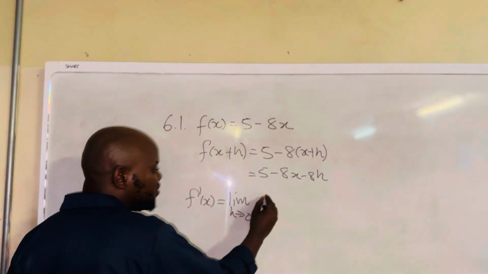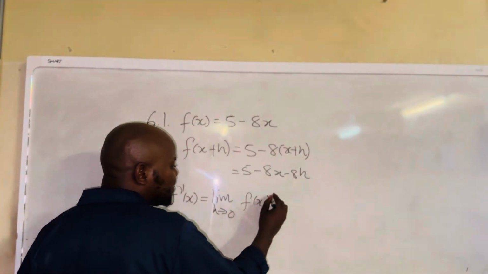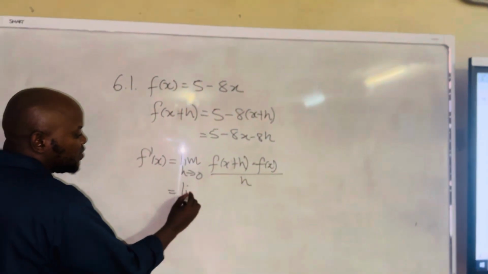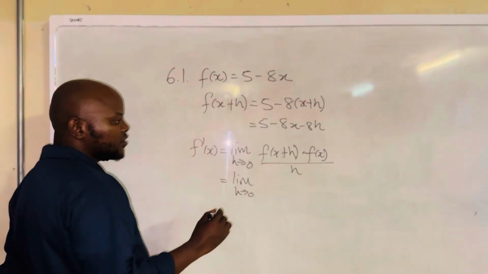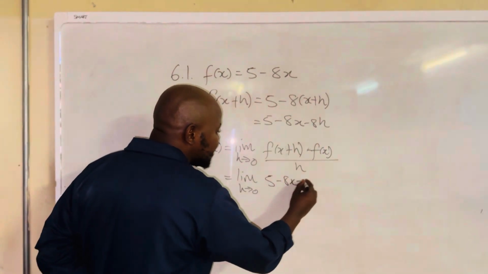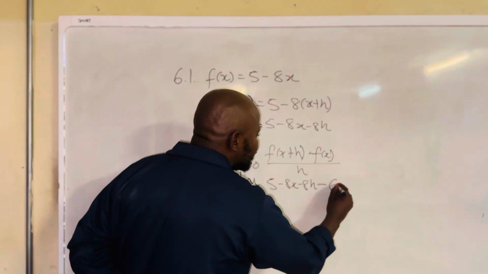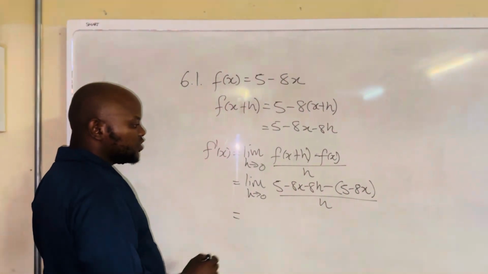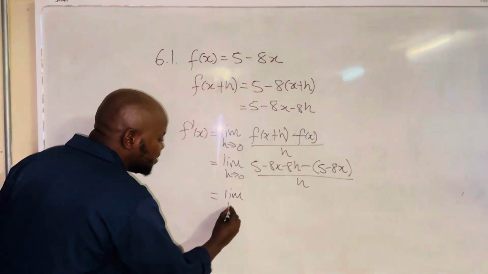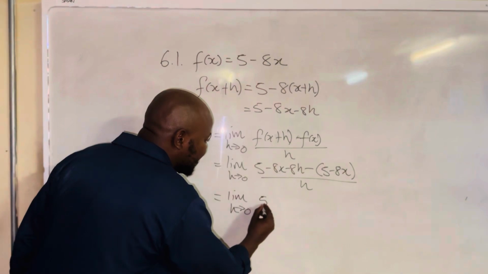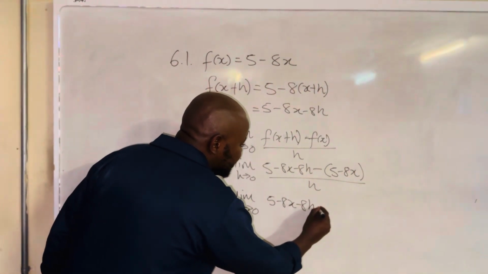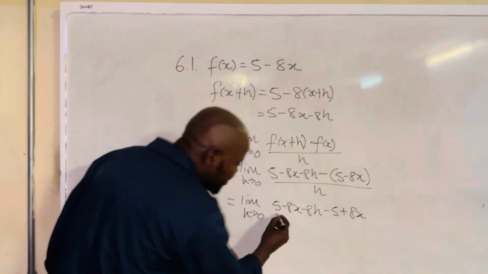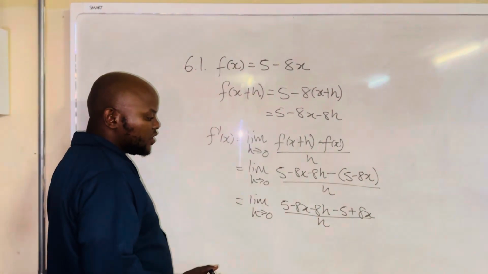when h approaches 0, f prime of x is the limit of f(x + h) minus f(x), divided by h. So it's still the limit as h approaches 0 of 5 minus 8x minus 8h minus (5 minus 8x), all divided by h. Here I've respected the negative, which is equal to the limit as h approaches 0 of 5 minus 8x minus 8h minus 5 plus 8x, all divided by h.